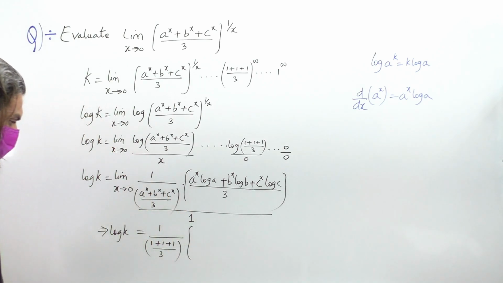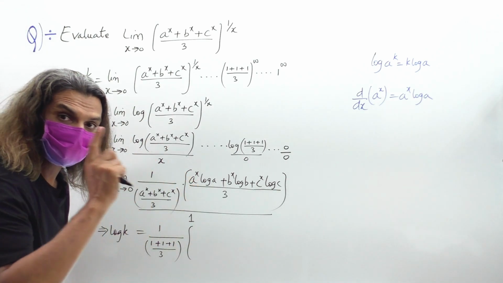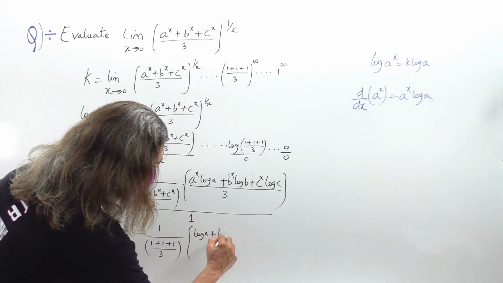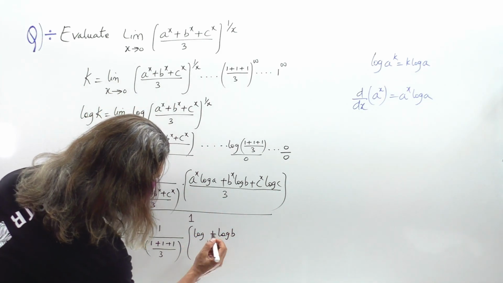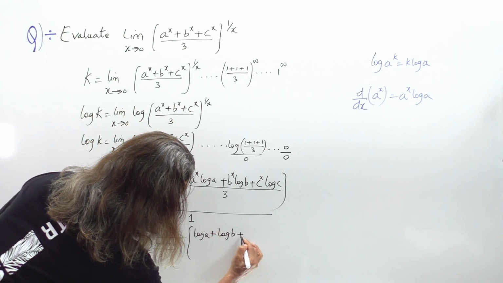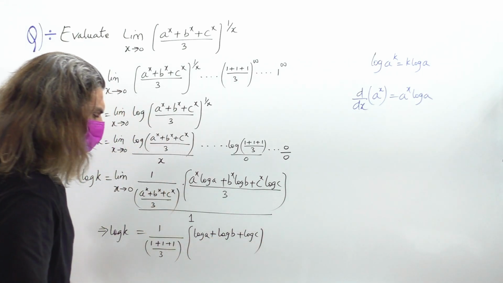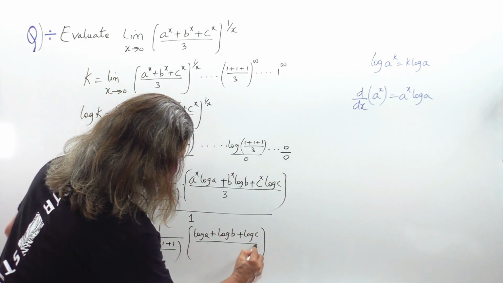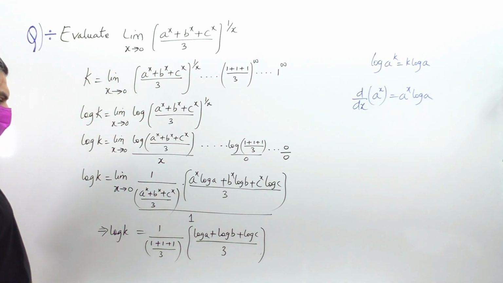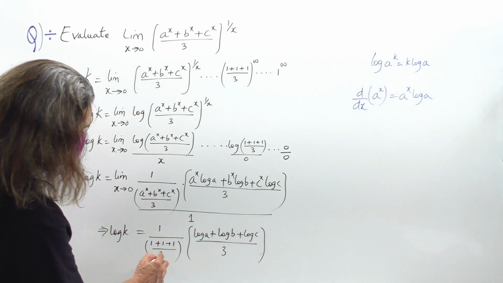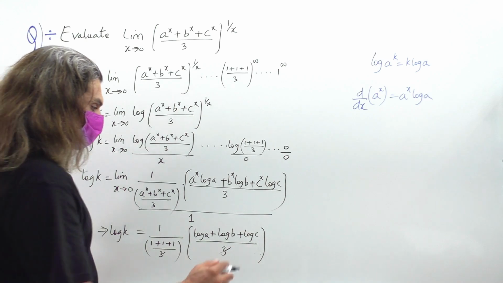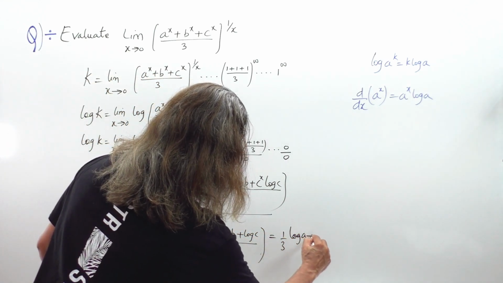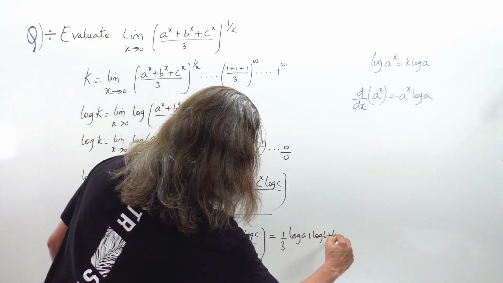Okay, into again. What is a raised to 0? 1. Log 1 is a constant, as it is. Again b raised to 0 is 1, log b as it is. This is log a plus log c. Am I right? Because c raised to 0 is 1, log c as it is, over 3. Right? Fine. Now this 3 and 3 cancels. What remains? We have 1 by 3 times log of a plus log of b plus log of c.